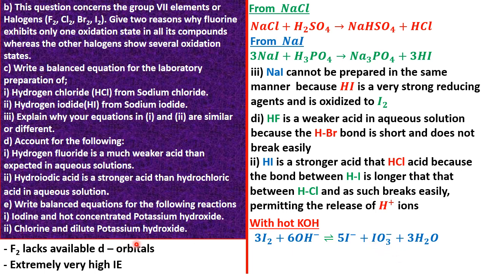For chlorine with dilute potassium hydroxide, we simply have the halide ion and halate(I) ions being produced. So in this case we are going to have Cl2 plus potassium hydroxide, which gives us potassium chloride plus potassium chlorate plus water. These are the things that get produced in the process. Please balance the equation. The equation is not balanced. Please try to balance it.